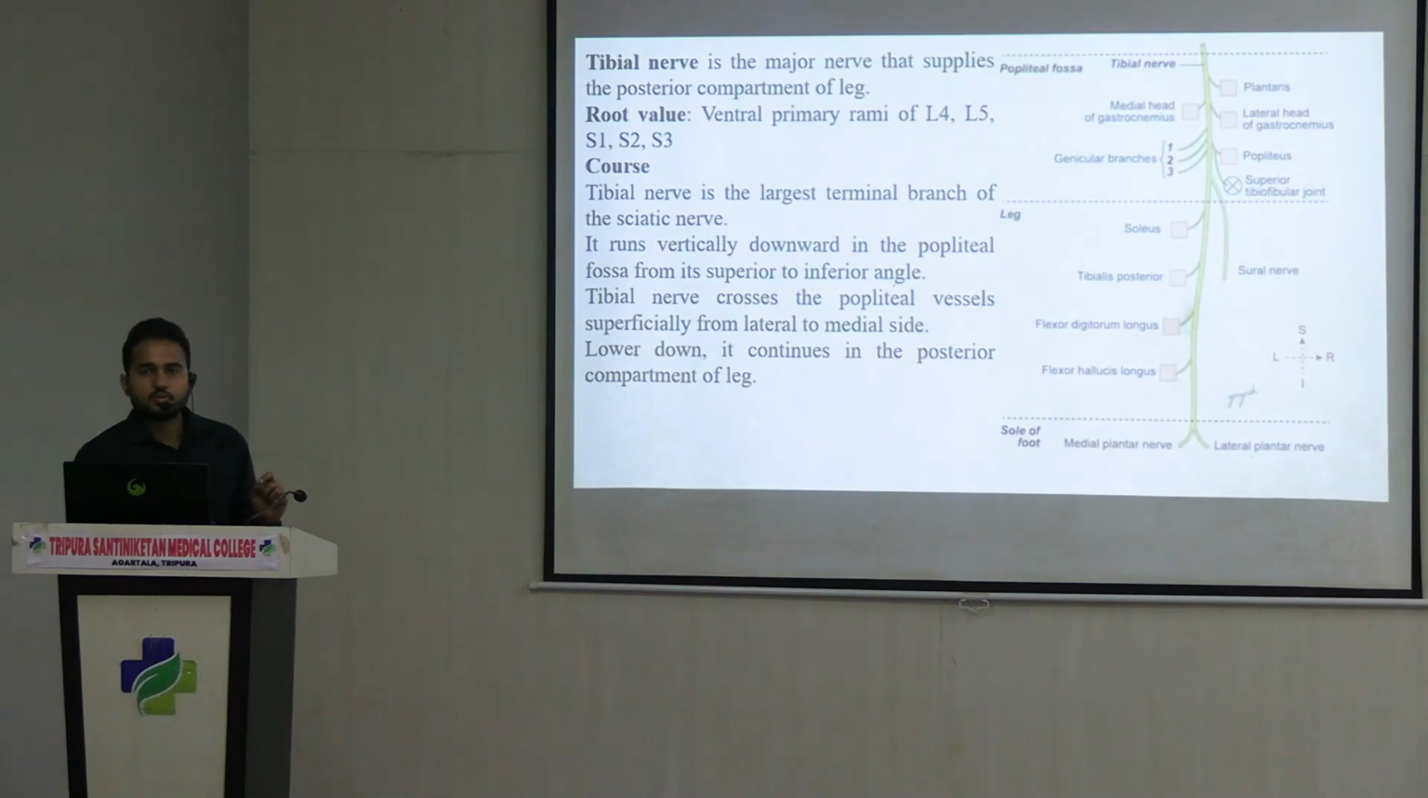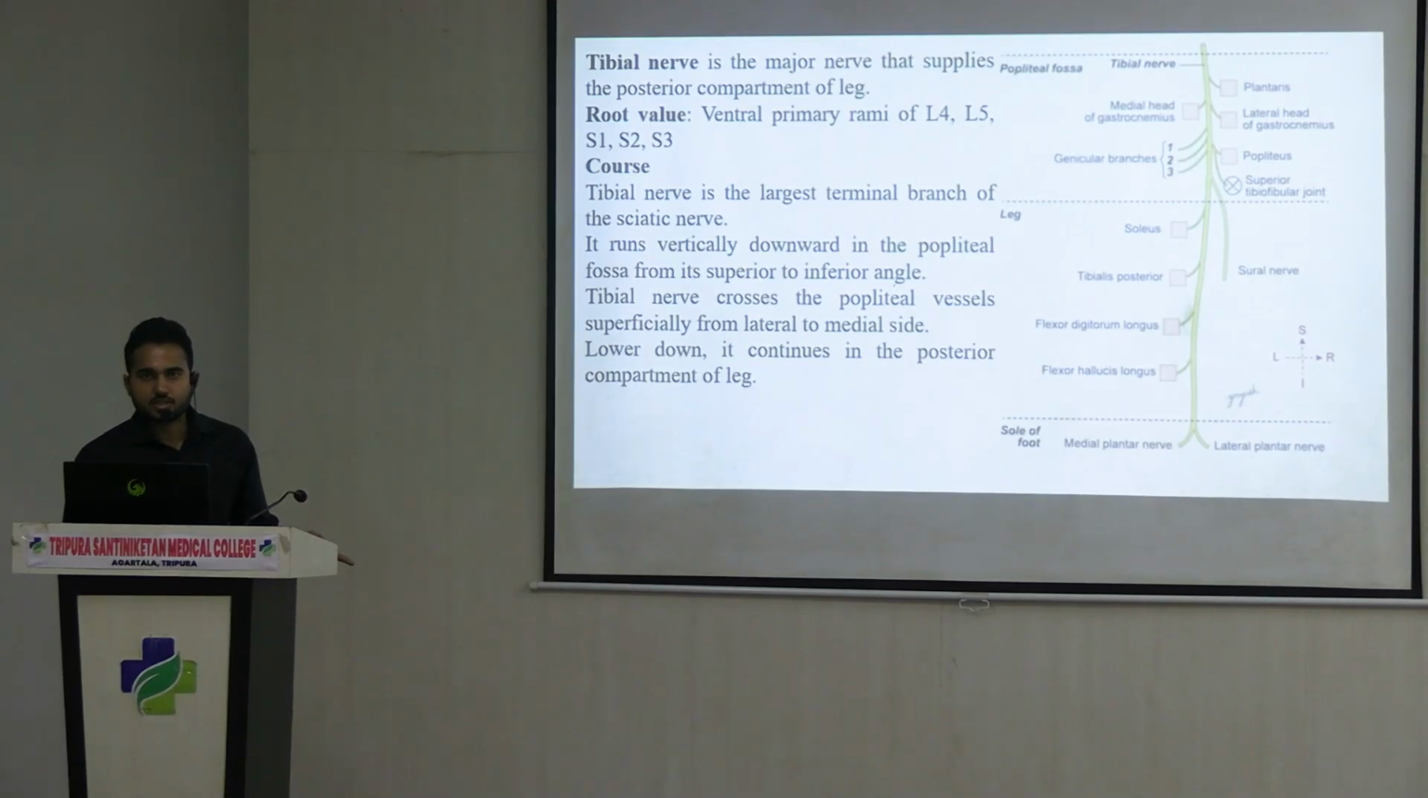In the root value, you have to mention the ventral rami of L4, L5, S1, S2 and S3. That is the root value. Next, after the root value, comes the course of the particular nerve.